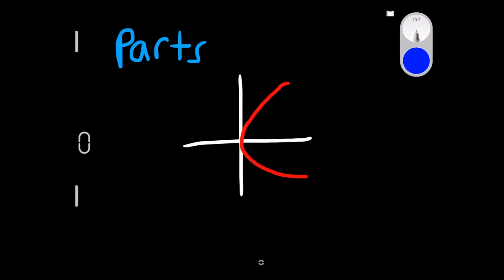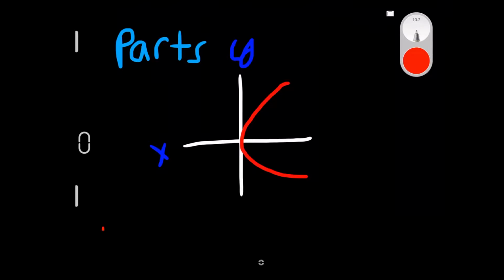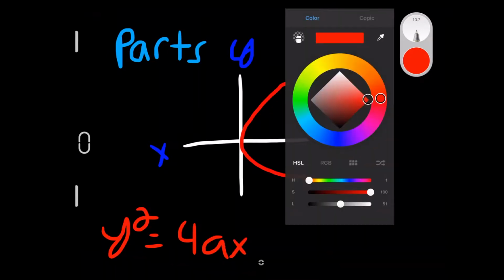So hello guys, now we're gonna talk about the parts of the parabola. First things first, we get to the basics. So here comes our y and our x-axis. Next up, let's just use the equation first. For this part of the video, let's just say y squared equals 4ax.